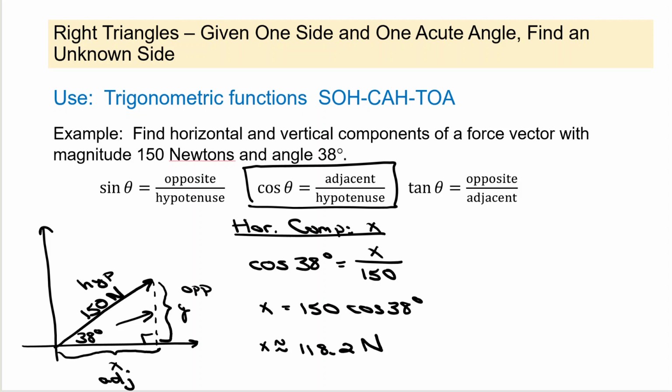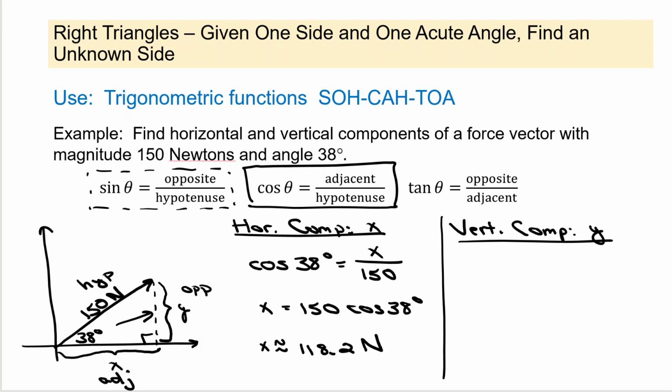Okay, we're going to do the same thing for the vertical component, which we labeled y. So I'm still working from the perspective of a 38-degree angle, so all my side labels stay the same. But what am I looking for now? I'm looking for a ratio of opposite, my y, and hypotenuse. So I go up to my 3 trig functions here and look for something that has opposite and hypotenuse in it. Well, that's my sine function.